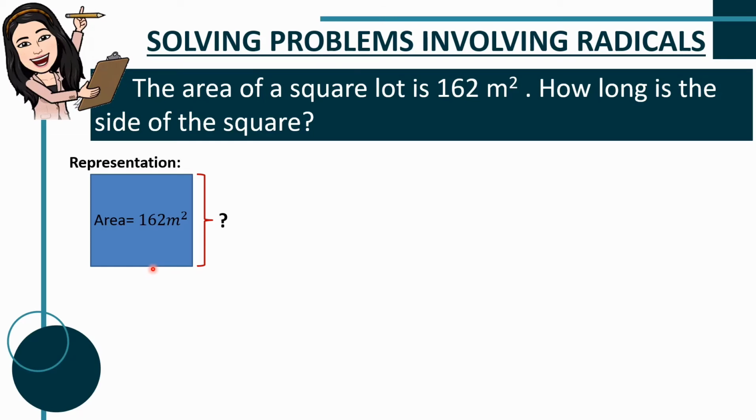Now, let us have the solution. We will use the formula in finding the area of the square, and that is equal to A is equal to S squared. Tama ba? So that will be the formula. Now, let us substitute the given. Ang given natin, ang area ay 162. Now, this will be equal to 162. Sinubstitute lamang natin. Equals S squared.